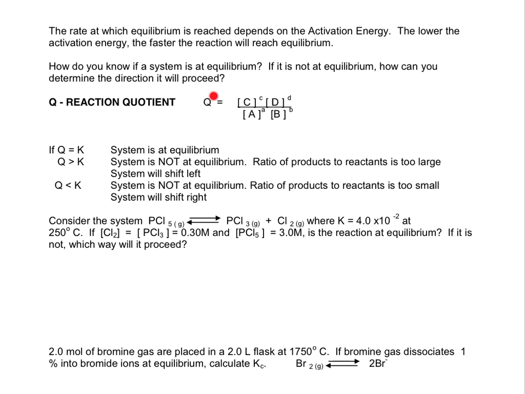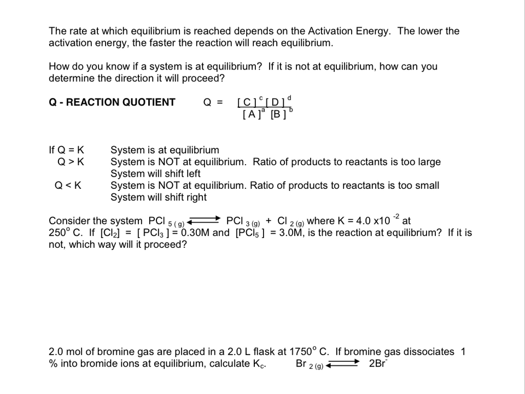And the reason why we have Q is so that we know whether the system is at equilibrium or not. So if you want to know if your reaction is at equilibrium or not, or if it's not at equilibrium, which direction would it proceed? Is the forward reaction going to be faster, or is the reverse reaction going to be faster until it reaches equilibrium? Then you would use Q. So if you had a reaction where A plus B yields C plus D, Q would be just like K. It would be the concentration of the products raised to the power of the coefficients divided by the concentration of the reactants raised to the power of their coefficients.